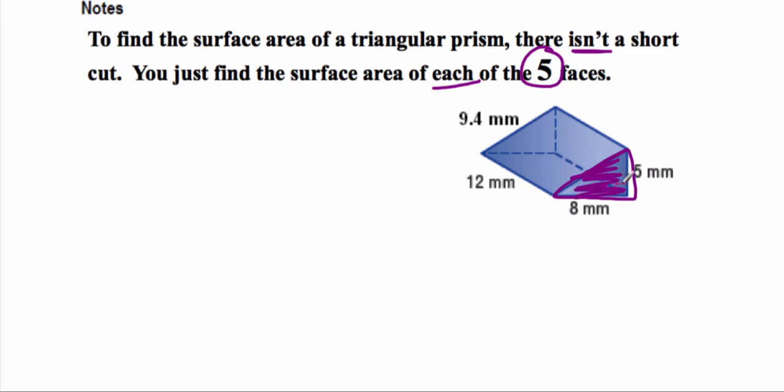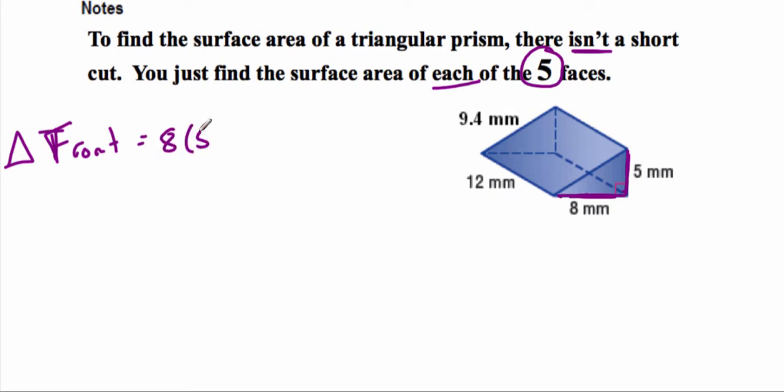So let's find the area of this triangular piece here. So this is our front face, and I like to put a little triangle next to it to remind me that it was a triangular one. Remember, to find the area of a triangle, you need the base and the height. So always look for that right angle symbol. So here's my height of 5. Here's my base of 8. So I do base times height, but it's a triangle, so I divide by 2, and that gives me 20 millimeters squared.